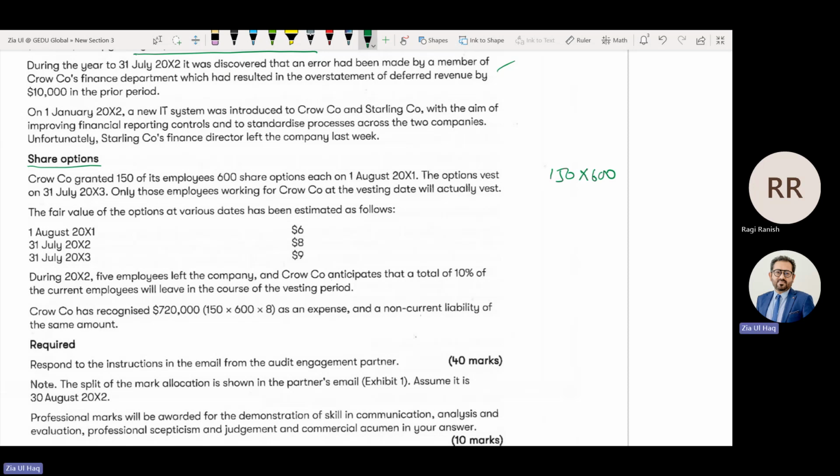And the fair value of the option at various dates has been estimated as follows. On 1st August 20X1, the fair value of a share is 6. On 31st July 20X2, the fair value is 8. And on 31st July 20X3, the fair value is 9. At what price should the calculation be made? 6, 8 or 9? 6, because this is the fair value of the share at grant date, not vesting date. That is 9. During 20X2, 5 employees left the company.